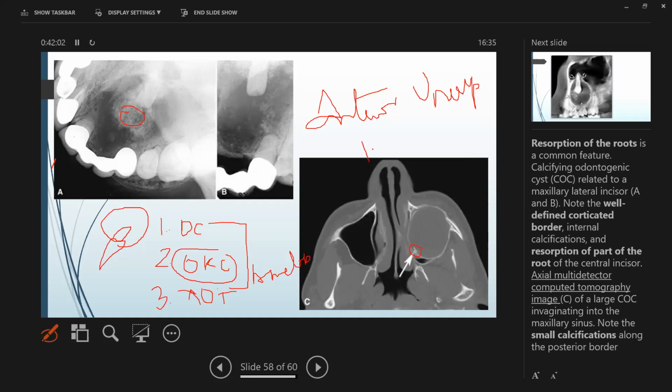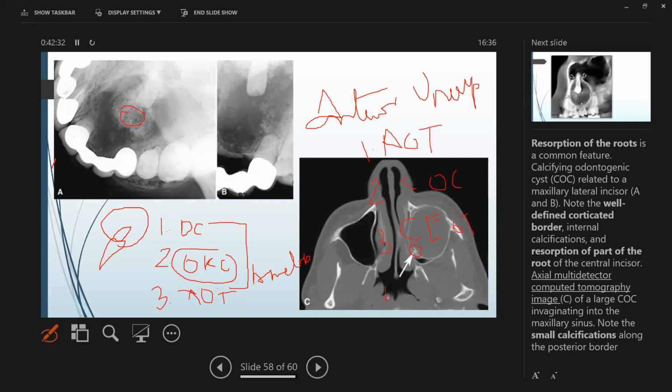then again, you have some differential diagnoses. The first one you have to give is AOT, because AOT is also associated with calcifications. Number two, COC, is also associated with calcifications. Then you have the Pindborg tumor, that is calcifying epithelial odontogenic tumor. Those are the various differential diagnoses.